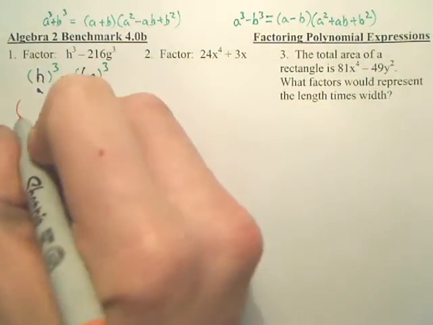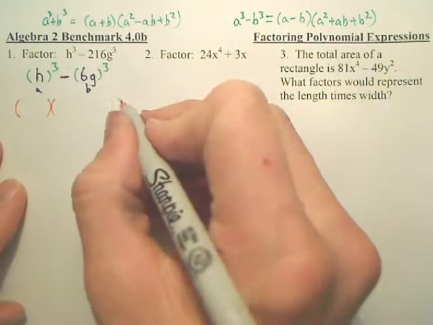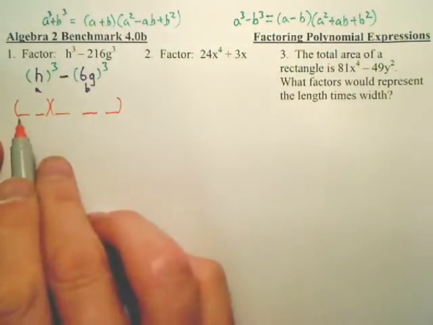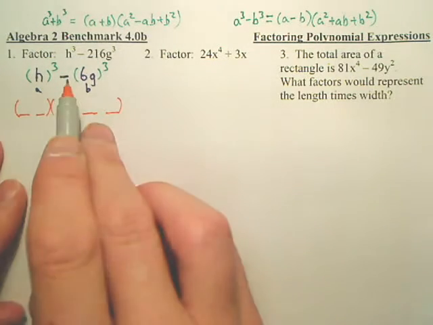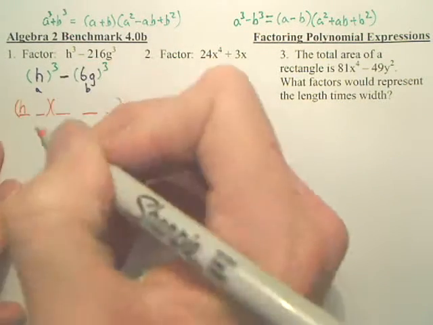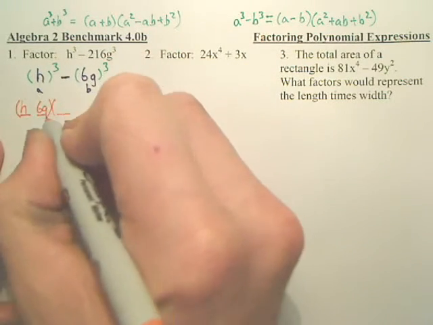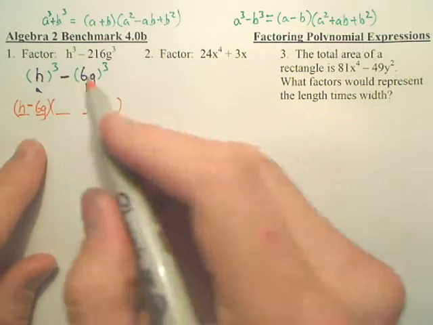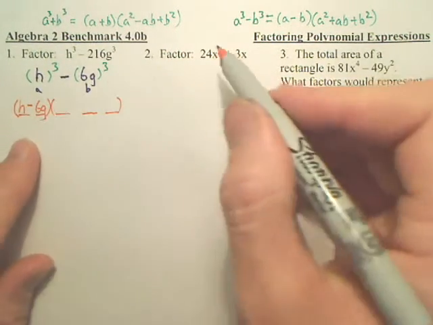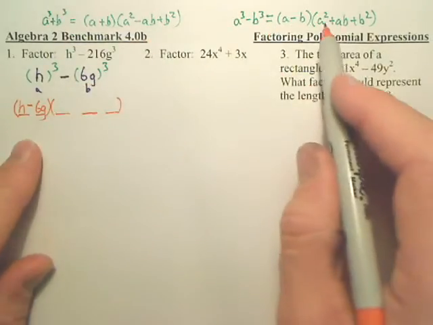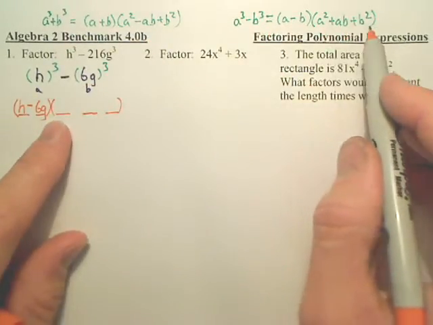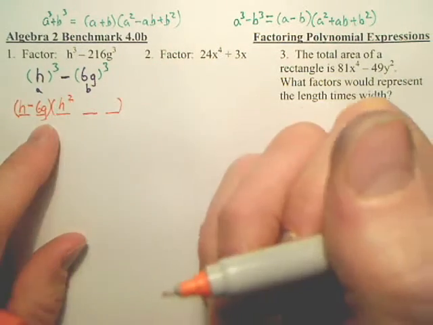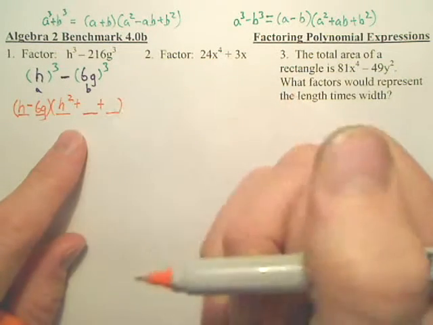If we were to factor this, we do A, B. Is it A plus or A minus? Well, since that's a minus, it's A minus B, so A is h, B is 6g, and since this is a minus, this is a minus. Now right here, according to the difference of cubes, we're doing this formula, we now have A squared, then AB, then B squared. So A is h, so that's simple, h squared. This will be a plus, this will be a plus.